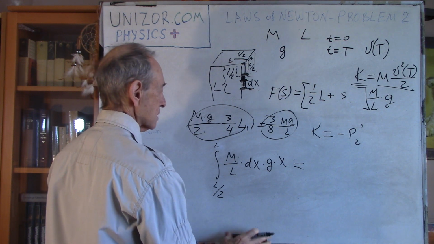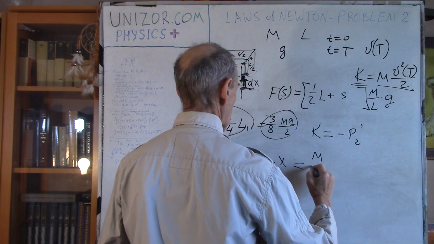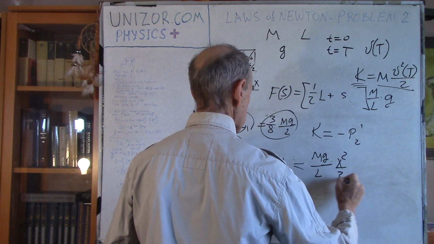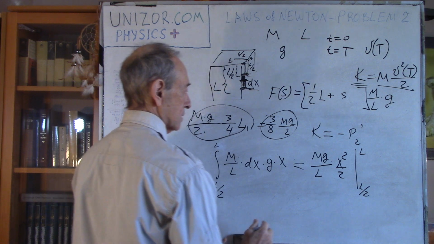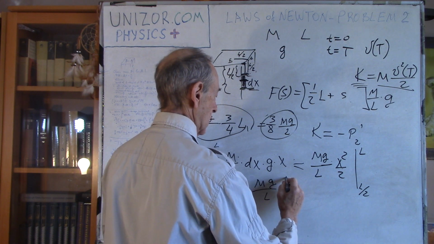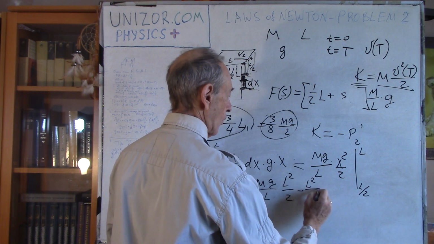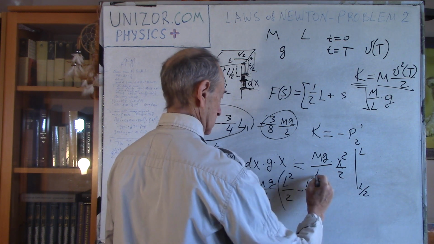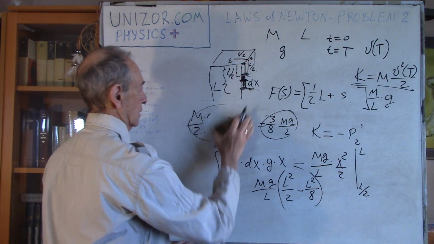So now let's take this integral. Integral of x is x squared divided by 2. So it will be m over L G x squared over 2 from L over 2 to L. Alright, so it would be mg divided by L, squared over 2 minus L squared over L over 2 squared, that's 4 times 2, 8. Right? So what is it? Let's check it out.